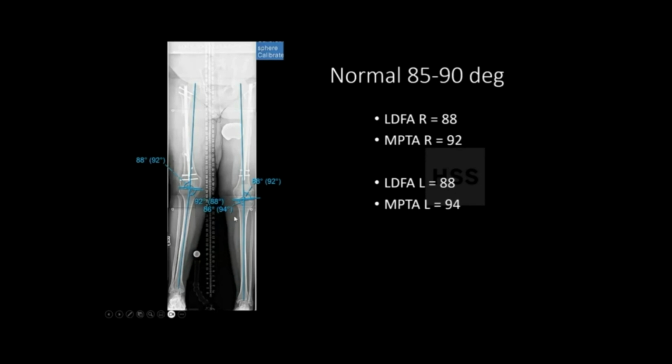His tibia, interestingly, is also really, well, let's look. On the normal side, it's 86, and on this side, it's 92. So it's actually a tibial deformity. So I have the option of saying, well, I'm going to break his tibia and correct the valgus in the tibia, and I'm going to do a retrograde nail lengthening and get the leg length discrepancy fixed in the femur.